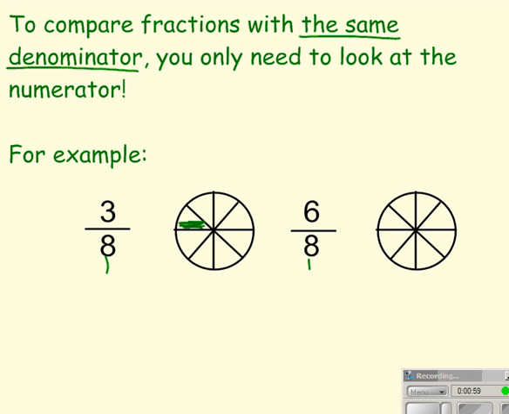In this case, I'm talking about 3 of those pieces of pie. And in this case, I am talking about 6 of those pieces. And I can clearly say that out of the eighths, 6 is more than 3. And so I can easily tell which is larger. 6/8 is larger than 3/8 because the numerator 6 is larger than 3.